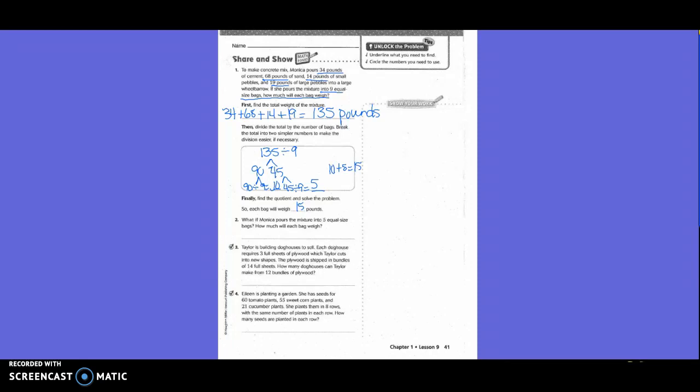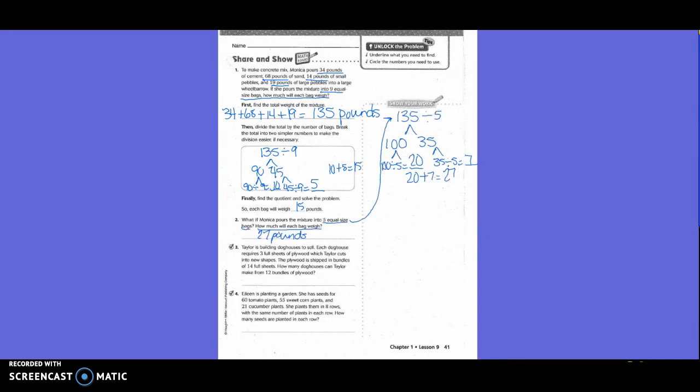Then divide the total by the number of bags. Break the total into 2 simpler numbers to make the division easier if necessary. So we took 135 divided by 9, and we broke it into 90 and 45. Then 90 divided by 9 equals 10, and 45 divided by 9 equals 5. So 10 plus 5 equals 15. So each bag will weigh 15 pounds.